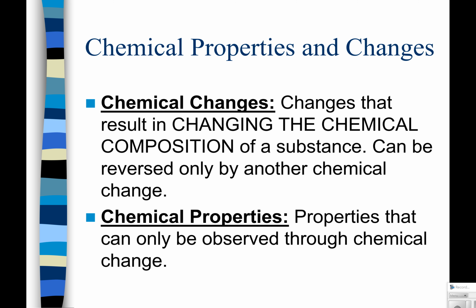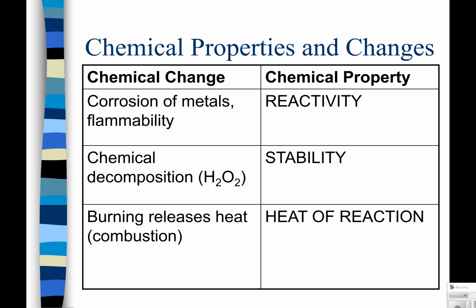Chemical changes are changes that result in actually changing the composition, the chemical composition, the chemical identity of the substance. And pretty much anything can be reversed. Any chemical change can be reversed as long as we have enough energy, but we have to use another chemical change to change it back. The chemical properties can only be observed through chemical change. For example, the chemical property of reactivity. We will see corrosion of metals, flammability.